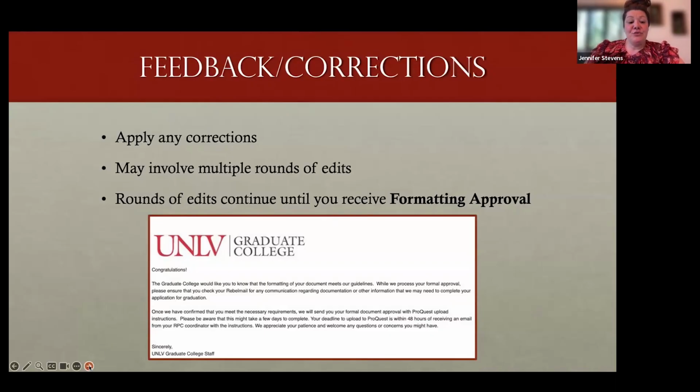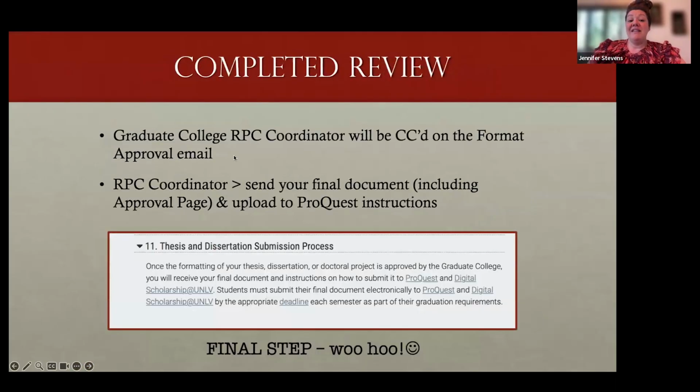But once you do, you will get an email that looks similar to this from the graduate college, letting you know that you've received formatting approval and that everything looks good to go. And then when we send you that format approval email, we CC your RPC coordinator. So that stands for retention, progression, completion. And they're the individuals that will be checking all of your paperwork on Grad Rebel Gateway to make sure that you have all of your different forms in and ready to go.